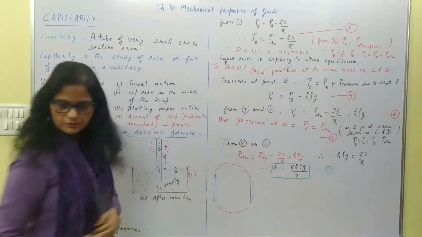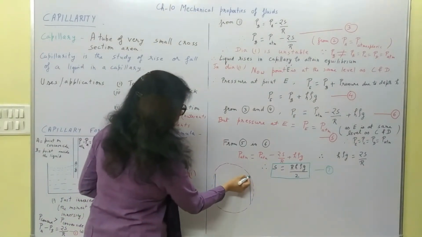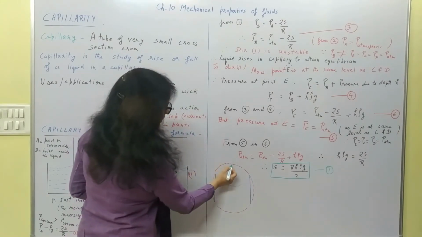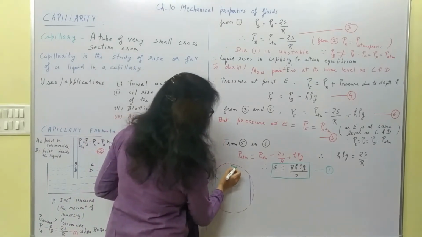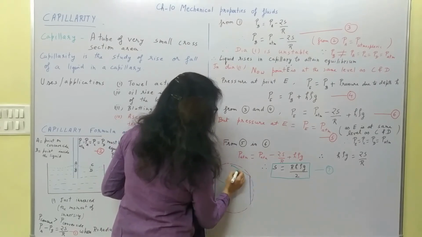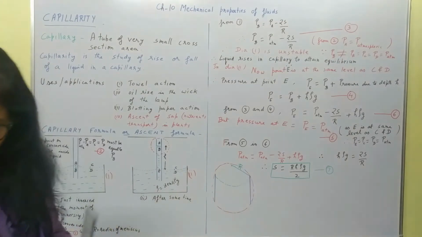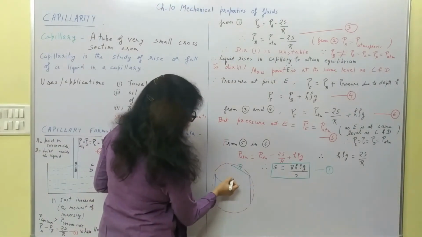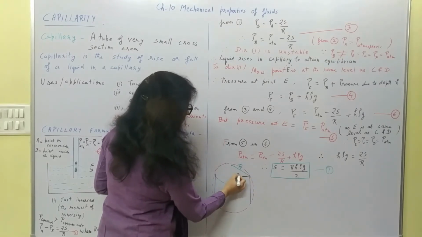And then I am drawing the meniscus of the capillary. Suppose this is the radius of the meniscus, and let's take the radius of the capillary. This radius is small a.